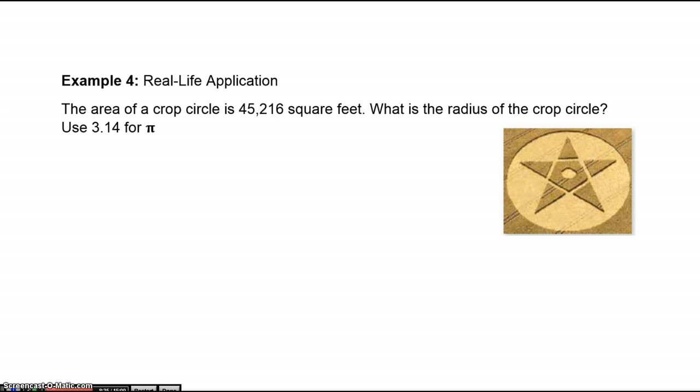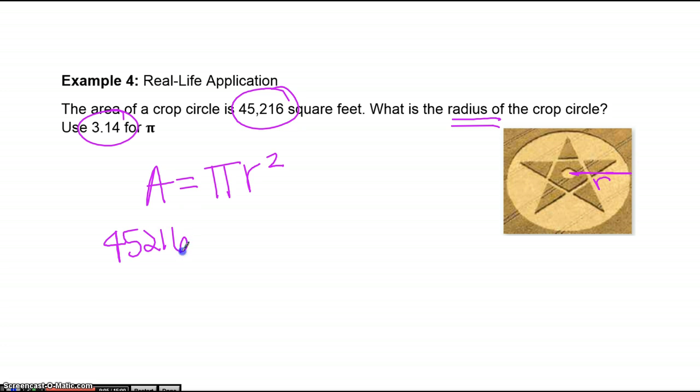All right, example 4 is our real-life application. So it says the area of a crop circle, which is this right here, is 45,216 square feet. What is the radius of the crop circle? So in order to be successful in this problem, you need to know that area is equal to pi times the radius squared. I need to use 3.14 for pi, and I'm trying to find the radius. I'm trying to find this distance right here. Okay, so I know the area, so I'm going to plug that in. 45,216 is equal to pi. I know I want to use 3.14 times the radius squared.